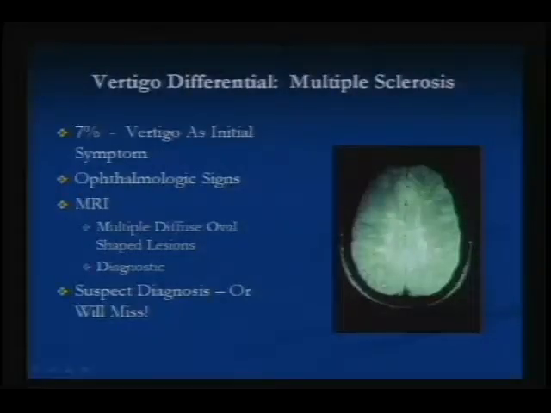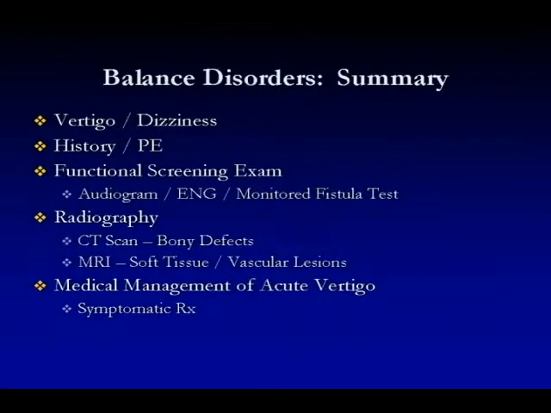This is what an MRI of MS looks like. These are basically the little diffuse oval-shaped lesions that will occur, and they'll occur at all kinds of different levels across the MRI cut. And again, it's just one of those things, if you don't suspect it, you probably aren't going to diagnose it because you don't think of MS having vertigo.